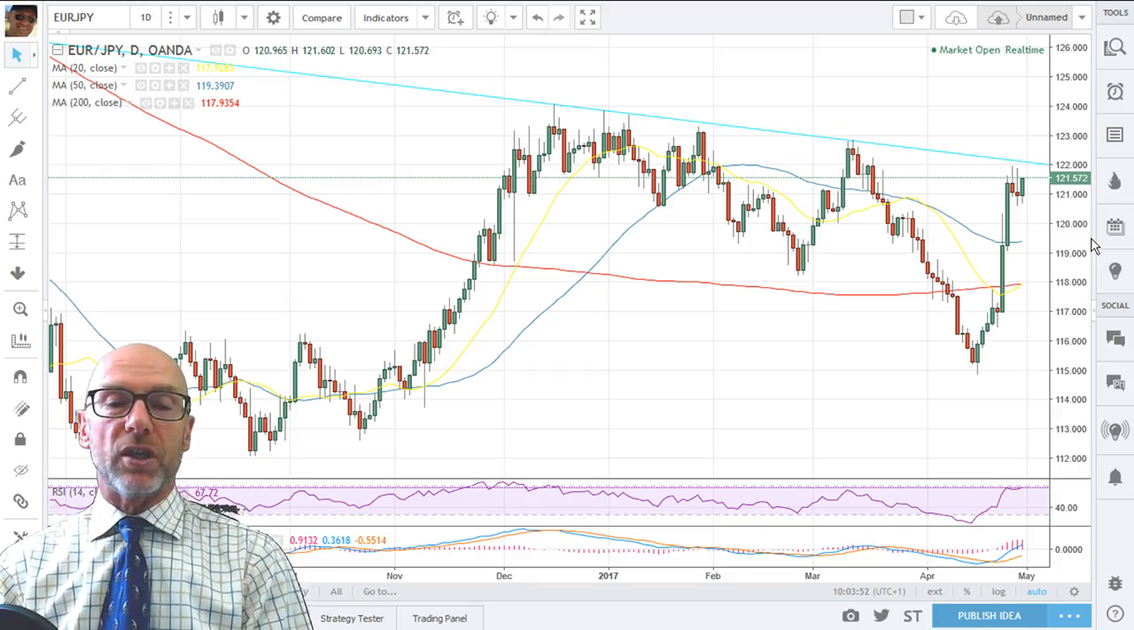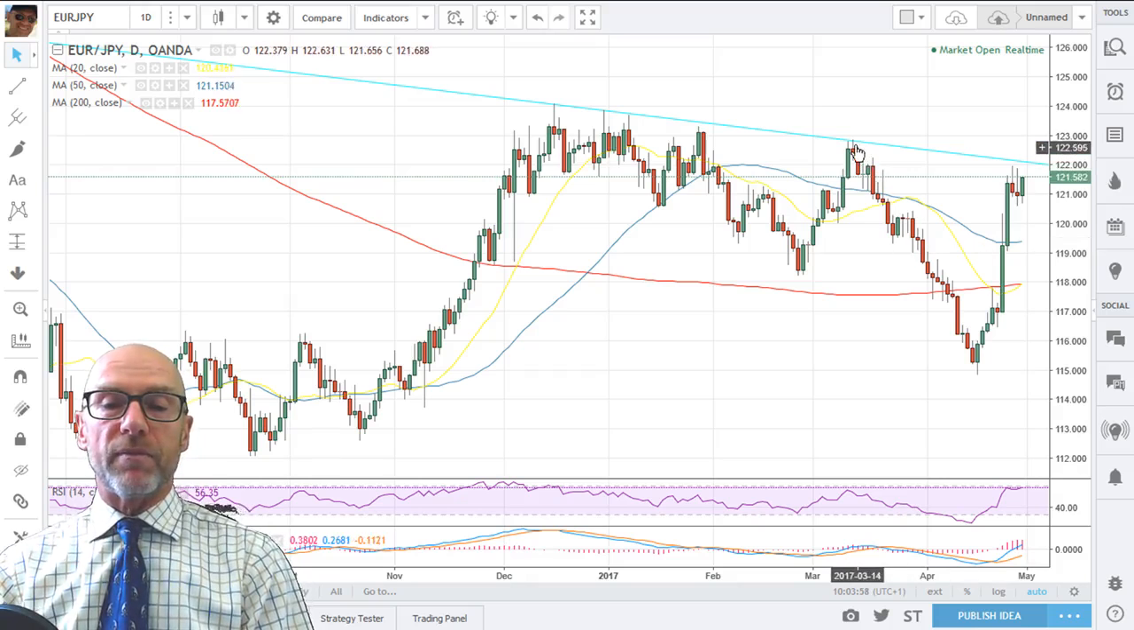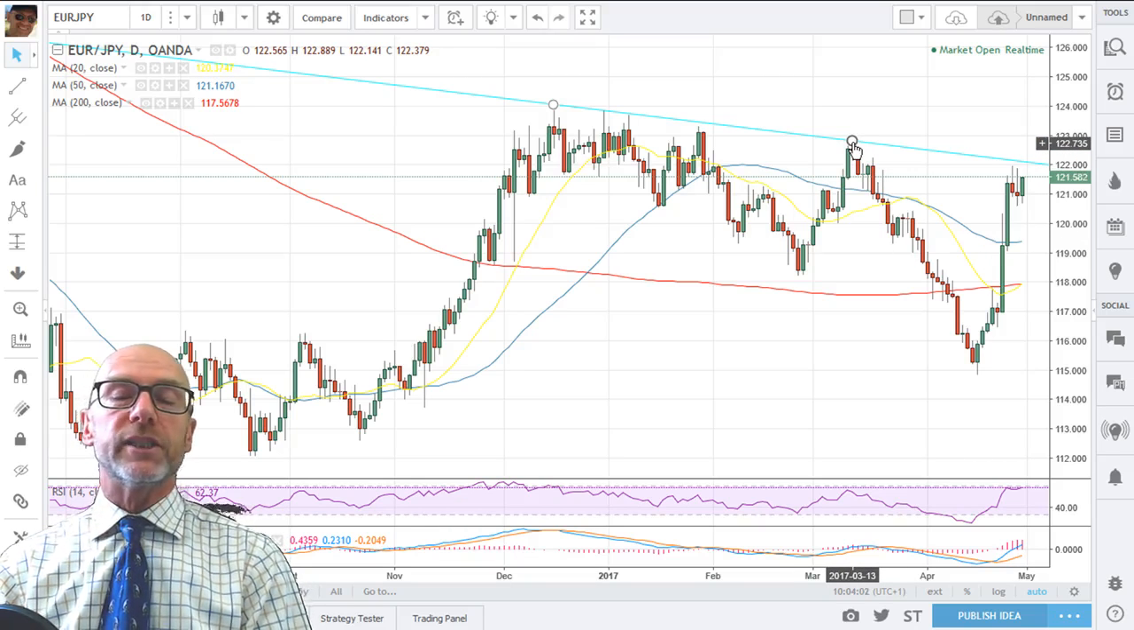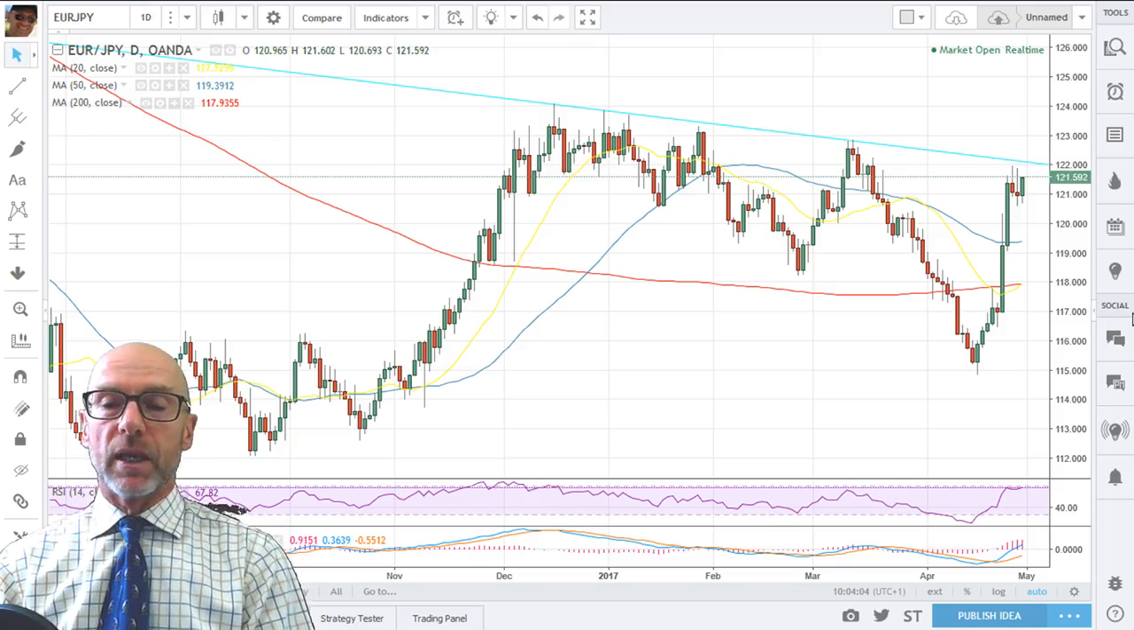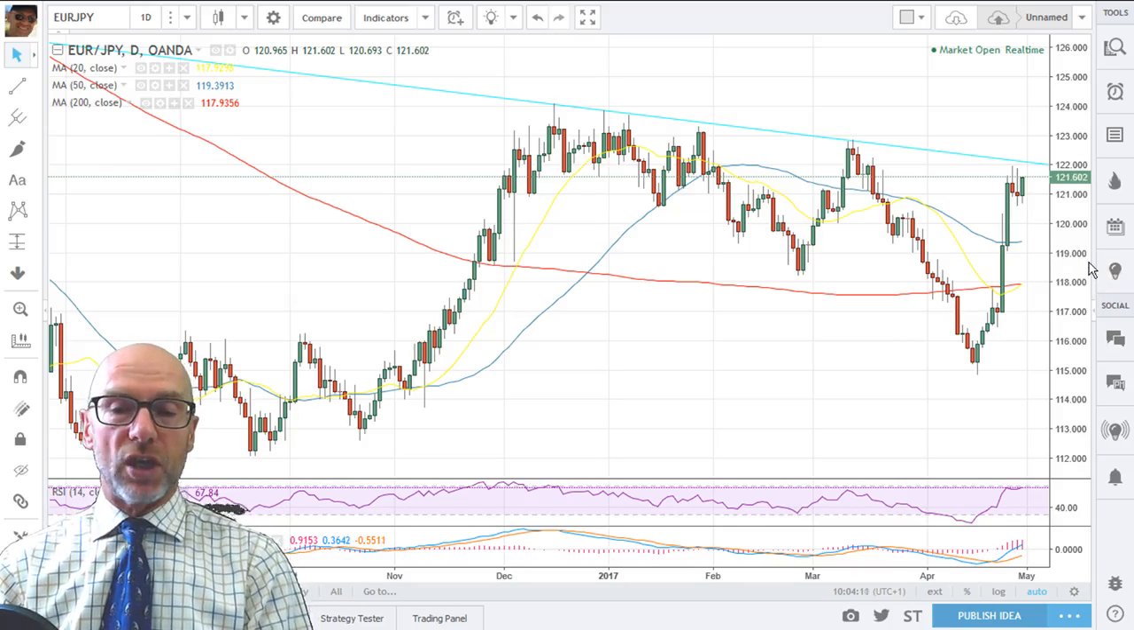That's a picture of continual lower highs. That does need to be broken. To break above that, we'd need to break above the high of the 13th of March, 122.735. So until that happens, the downtrend's still in place. What I will say is that on the charts it's positive.